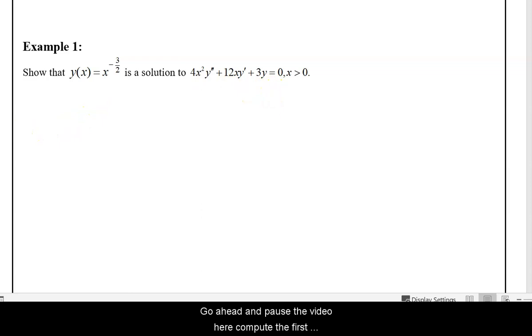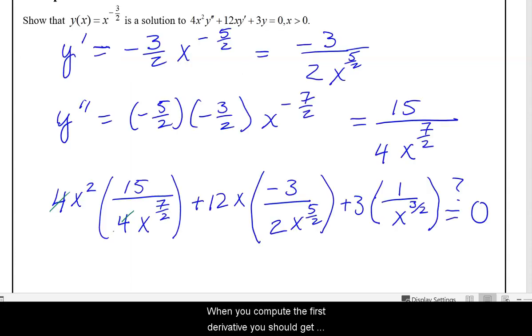Go ahead and pause the video here, compute the first and second derivatives of y, substitute them into the differential equation, and see if you can prove that it is. Then turn the video back on and you can check your answer against mine. When you compute the first derivative, you should get -3/2 x to the -5/2. You can drop the x to the 5/2 to the denominator where the sign will become positive. However, it's easier to take the second derivative in this form here. That allows you to bring the -5/2 to the front, reduce the power again by 1, which of course you could rewrite in this format if you wanted to.